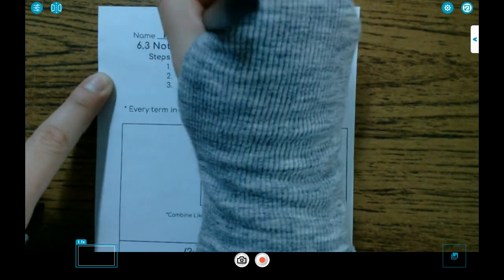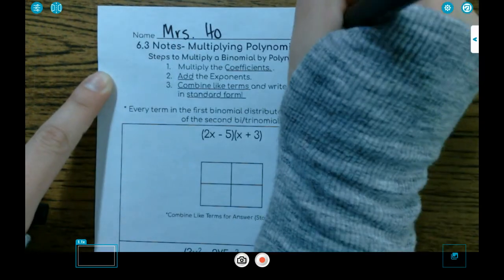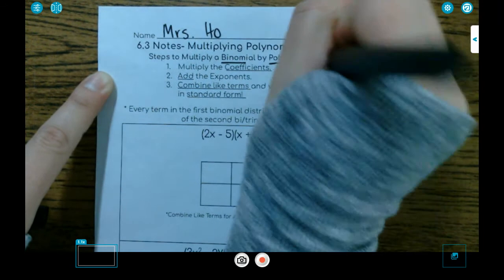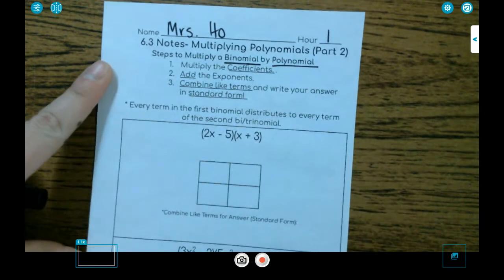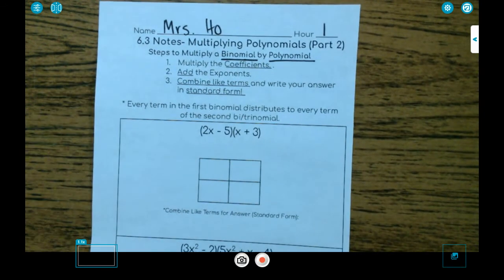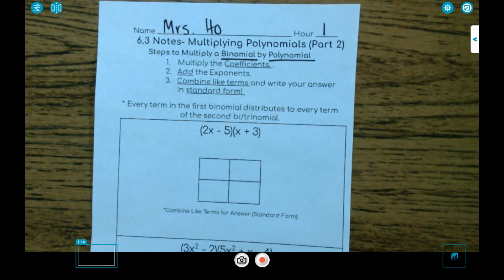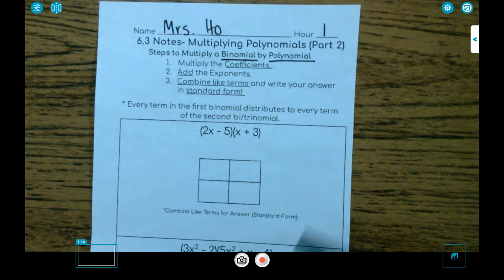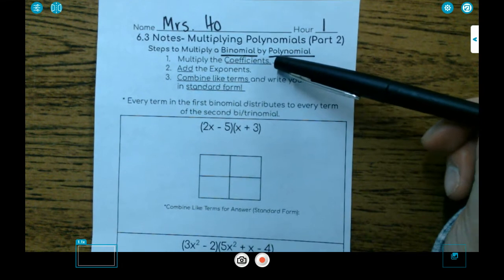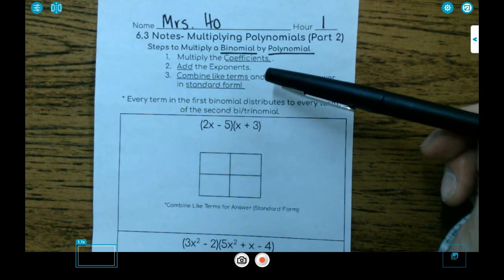So today we're multiplying a binomial. Binomials have two terms. By a polynomial, you can multiply as many terms by as many terms as you want. Today we're going to be doing 2 by 2s and 2 by 3s. Here are our steps. We still multiply the coefficients, and we still add the exponents.